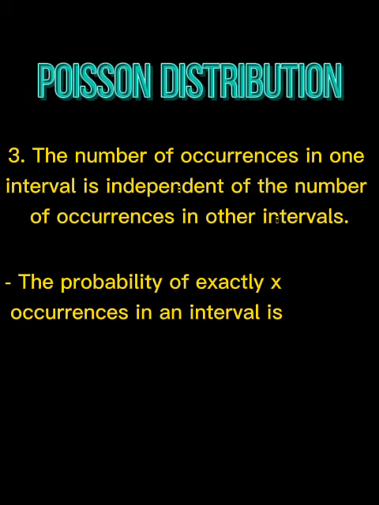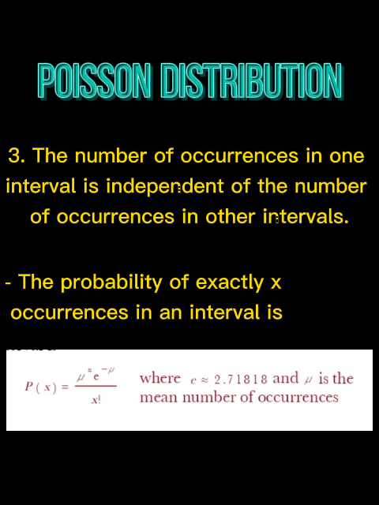So the formula for the probability of exactly x occurrences in an interval is P(x) is equal to the mean to the power of x times e to the power of negative mean, all over x factorial, where e is approximately 2.71818 and the mean is the mean number of occurrences.